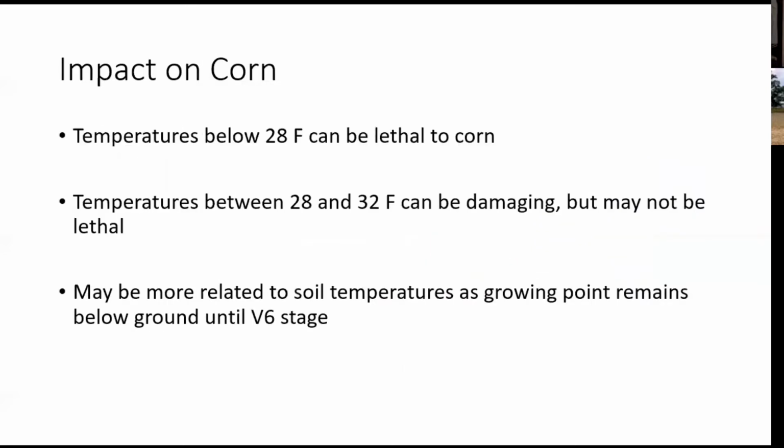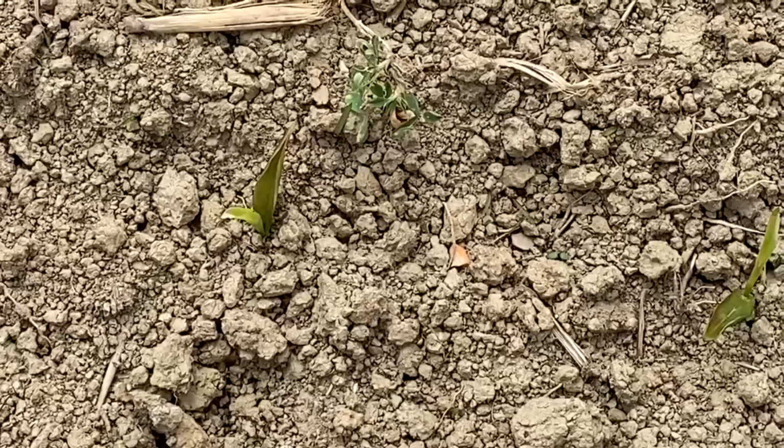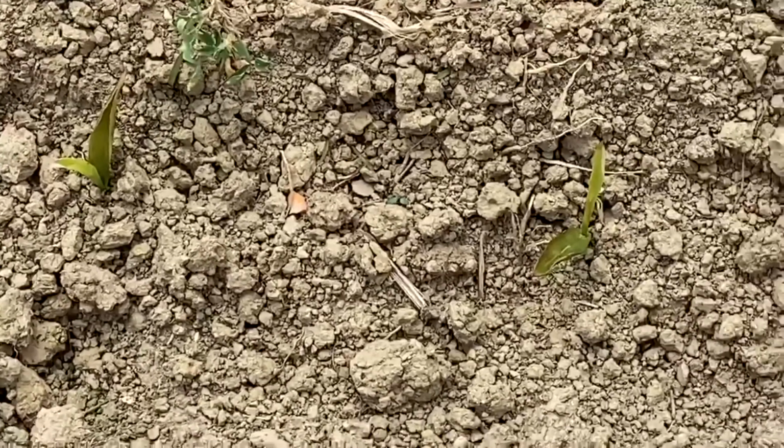When we talk about temperature effects post-imbibition and at emergence, basically during germination when the plant is still below ground or shortly after it emerges from the soil, this is where we talk about lethal temperatures. Temperatures below 28 Fahrenheit can be lethal to corn. Temperatures that range between 28 and 32 can be damaging, but may not necessarily be lethal. And again, this is the environment in which it's living.